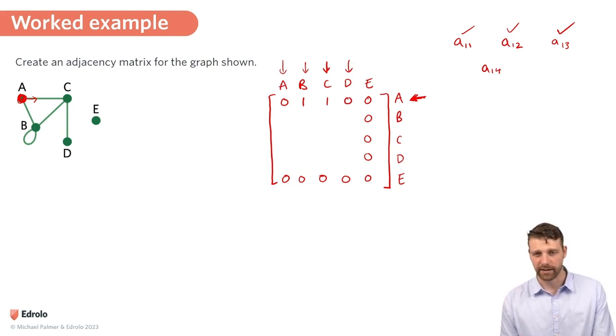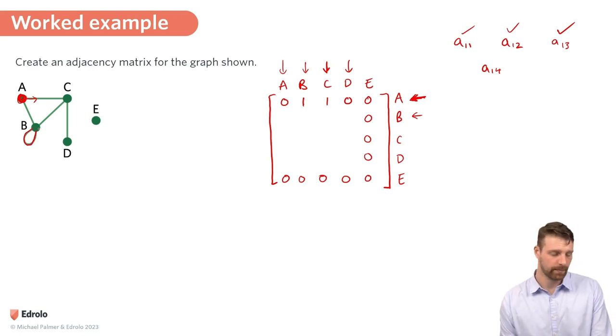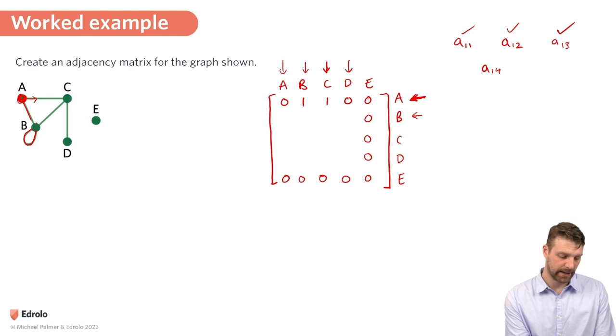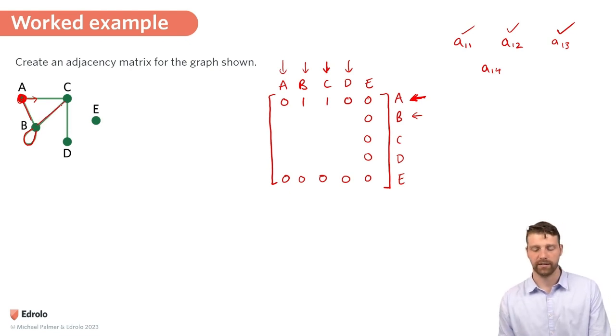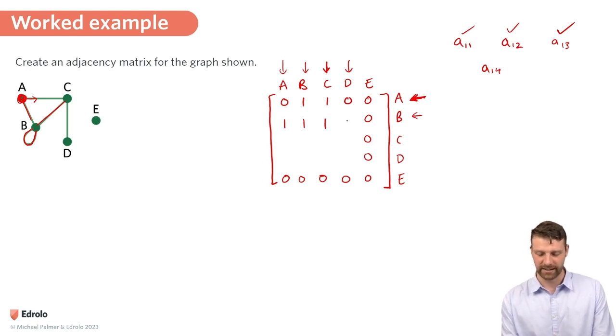We can go a bit faster than this though. So if I just look at the second row, I'm looking at what B is connected to. I can see that B is connected to itself via a loop, and it's connected to A and C. So I'm just going to fill that in across the rows. So is B connected to A? Yes, it is. Put a 1. Is it connected to B? Yes, it is. Put a 1. Is it connected to C? Yes, it is. Put a 1. And it's not connected to D, so I put a 0.